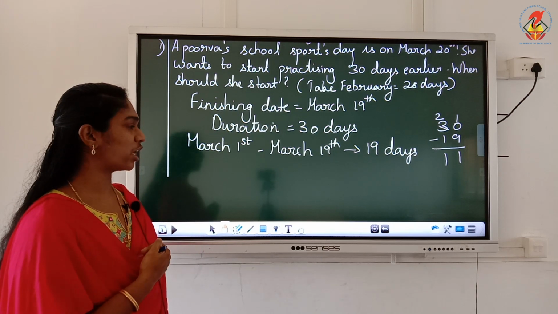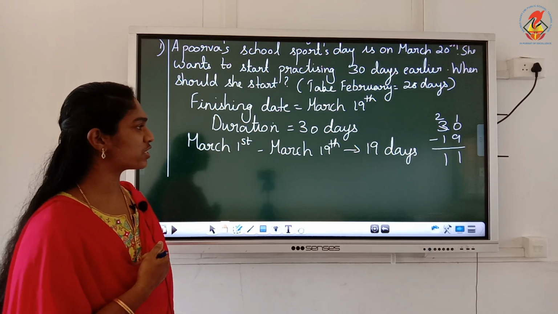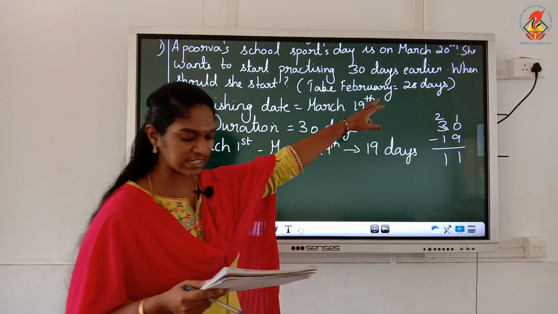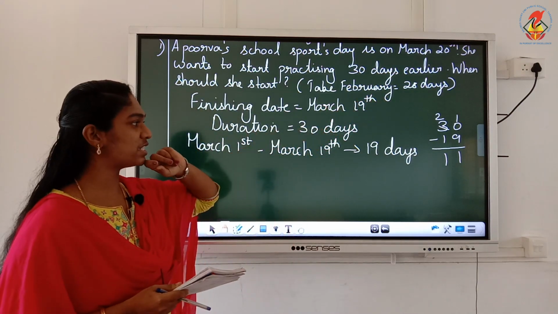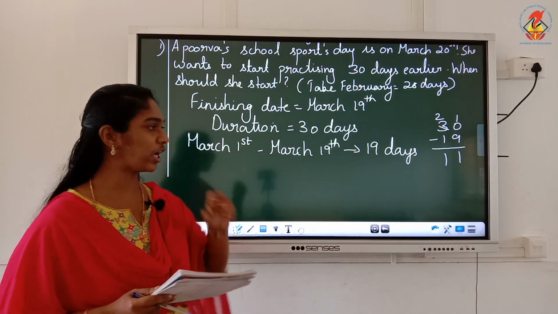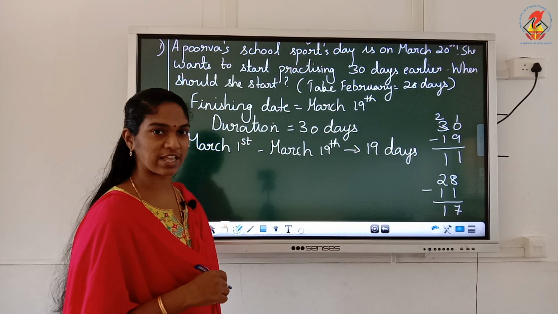So, the starting date will be in February. To find the starting date, they have already asked us to take February as 28 days. I need 11 more days. So, I will minus this 11 from the 28. The last day of February is 28. From 28, I will minus 11. When I minus 11, I will get 17.